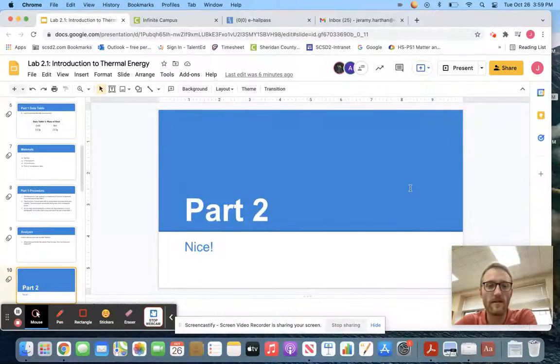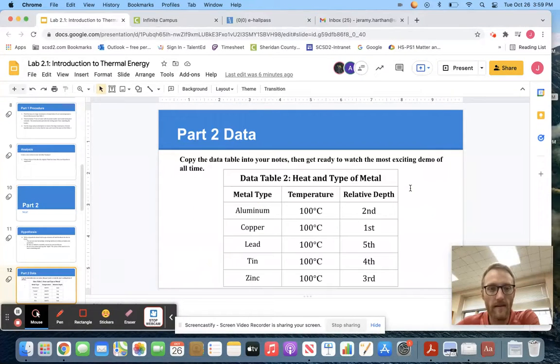Okay. Now the next part of the lab, part two, is we want to know: do all metals, or all materials, conduct energy the same? So what we did is we had 5 different types of metals, and we had them in boiling water, which we know should be right around 100 degrees Celsius. It's a little bit lower than that here.